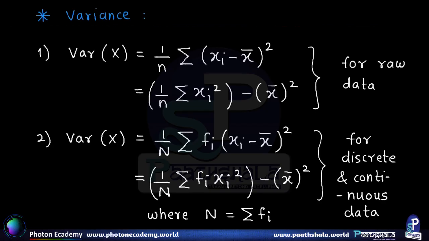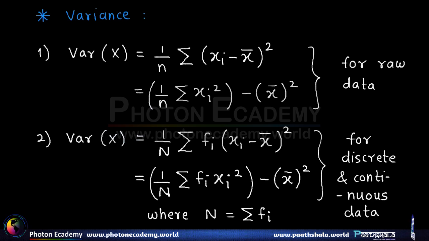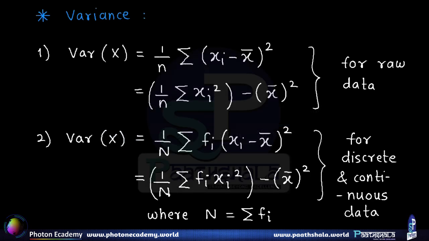Now let us study the next important measures of dispersion, which are variance, followed by the standard deviation. First, let us see the variance. As shown here on the slide, variance is defined as 1 upon n summation (xi minus x bar) the whole square, which is also equal to 1 upon n summation of xi square, minus x bar square. This formula applies for the raw data.